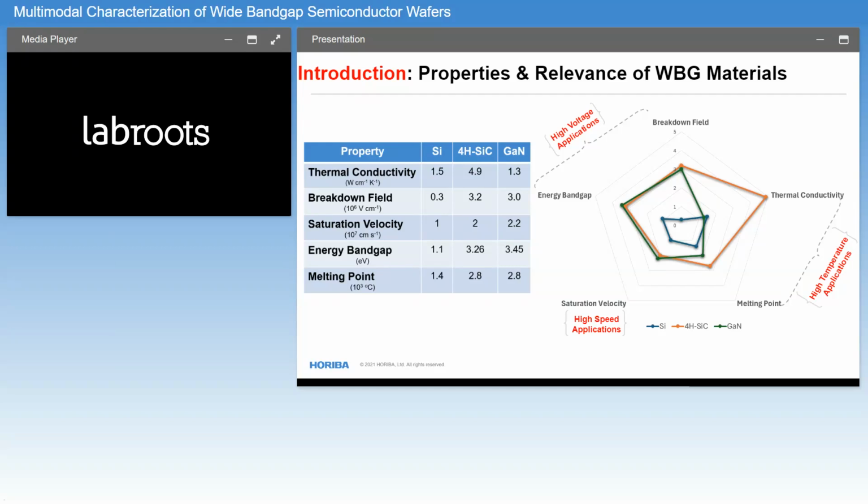All right, a combination of these material properties explains their strong recommendation for certain applications. For example, the high bandgap and high breakdown electric fields would recommend these wide bandgap materials for high voltage applications. And similarly, the high melting point and thermal conductivity makes them quite appropriate for high temperature applications. And finally, the saturation velocity, which is almost double that of silicon, makes them suitable for high speed applications.